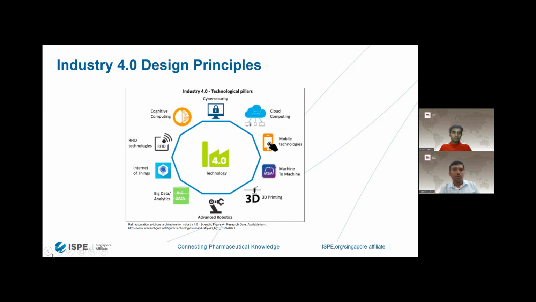What are the design principles for Industry 4.0? So we have some quiz here actually. Sanjeev, the next screen.